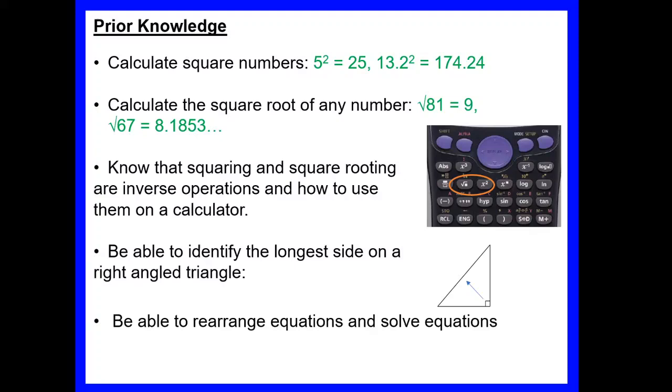You should also be able to identify the longest side on a right angled triangle. Knowing that the longest side will always be opposite the largest angle, and the largest angle in a right angled triangle is that right angle there, the opposite side is our hypotenuse. And you should also be able to rearrange equations and solve equations. Make sure you're happy with those before you move on.